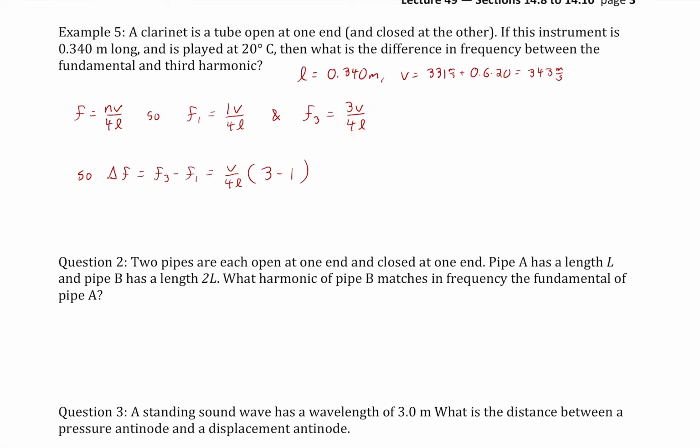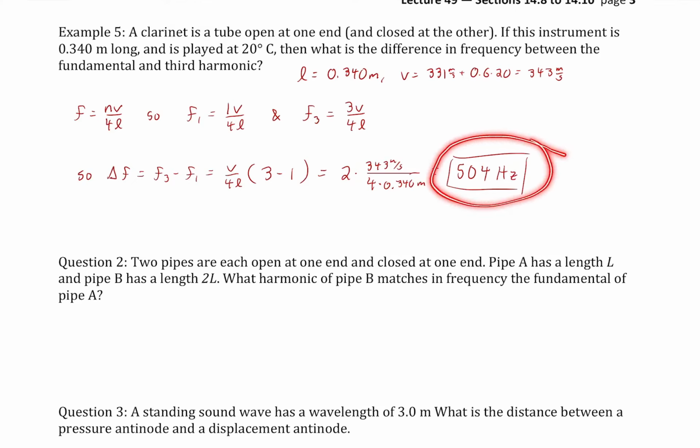Okay? And then the difference here is that our n went from 3 to 1. So that's going to be our difference. And so then indeed we can plug everything in. Of course, 3 minus 1 is 2, so I'll pull that out in front. Our wave velocity as calculated by the temperature formula is 343 meters per second, 4 because it's a tube only open at one end, and then the L was given as 34 centimeters. And there we have it, a frequency difference of 504 hertz. The frequency difference between the fundamental and the third harmonic.